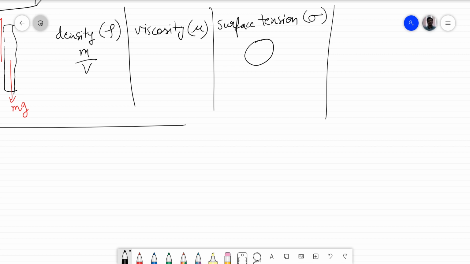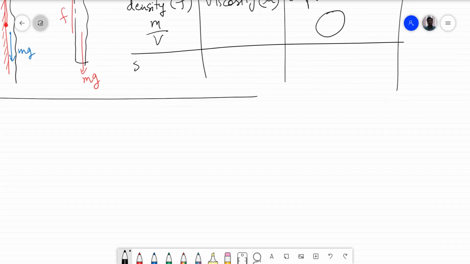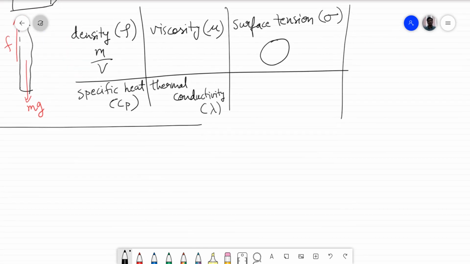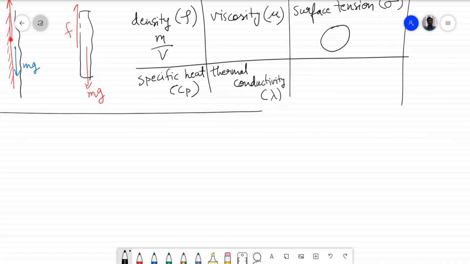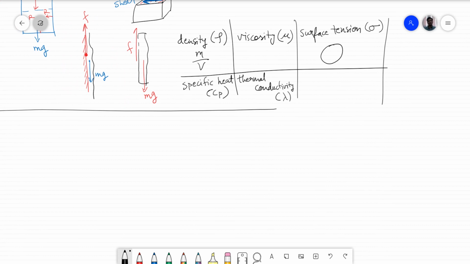Then there can be more properties such as specific heat, Cp we'll call it, thermal conductivity, we can call it lambda, and so on. There can be several properties related to fluid. In this course, what we'll use most are density and viscosity.